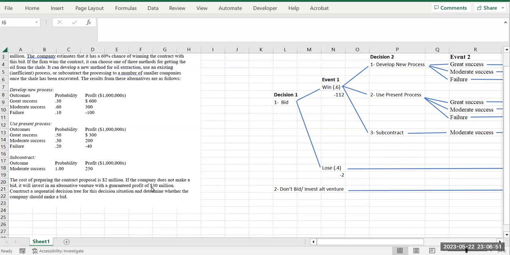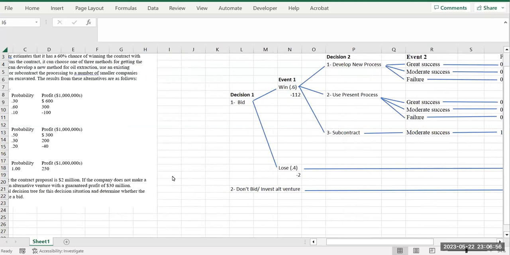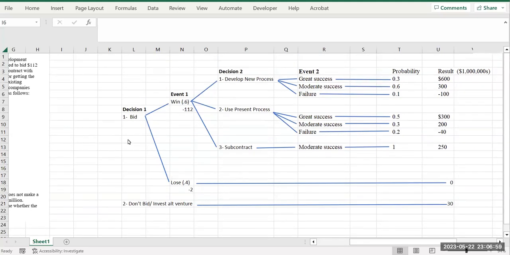So just to save a little bit of time, I created the decision tree. Here's what's happening. First, there's a decision regarding whether the company wants to bid or not. There are two decisions to be made. If the company doesn't bid at all, there's going to be a guaranteed $30 million for sure. But if the company bids, the states of nature are winning or losing in the auction, in the bidding process.